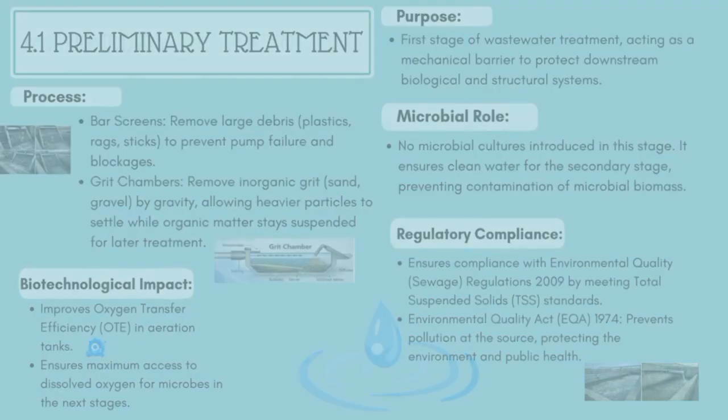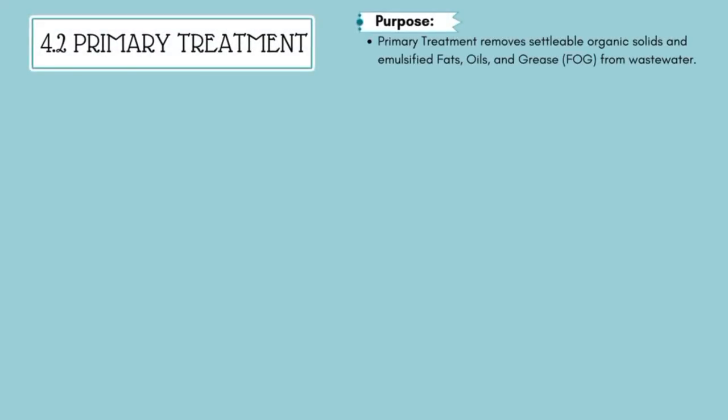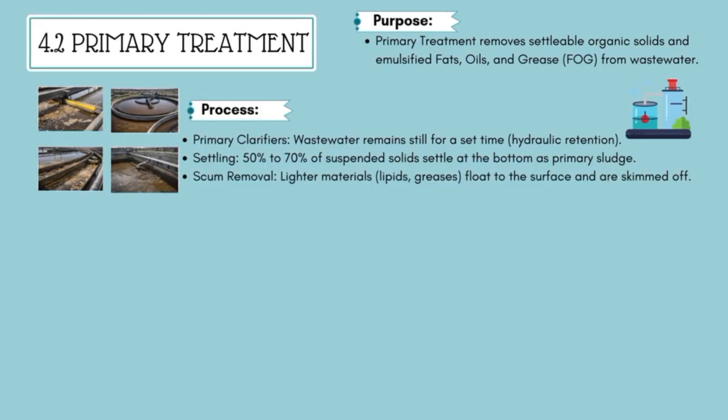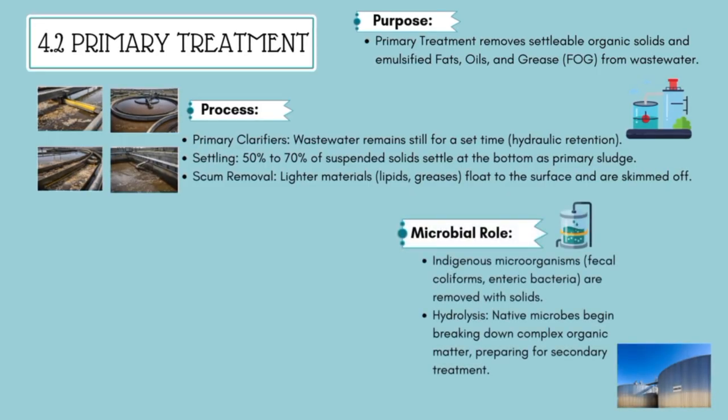at the source. Primary treatment removes settleable solids and fats, oils, and grease through sedimentation and scum removal in primary clarifiers. About 50% to 70% of suspended solids settle as primary sludge, and indigenous microorganisms are removed together with the solids, while hydrolysis begins to prepare wastewater for secondary treatment.